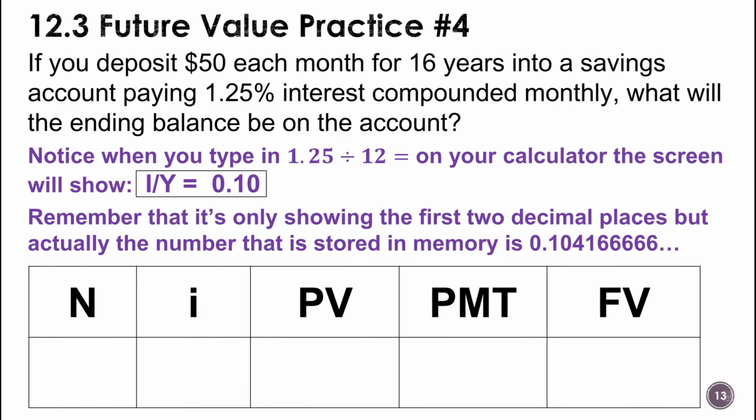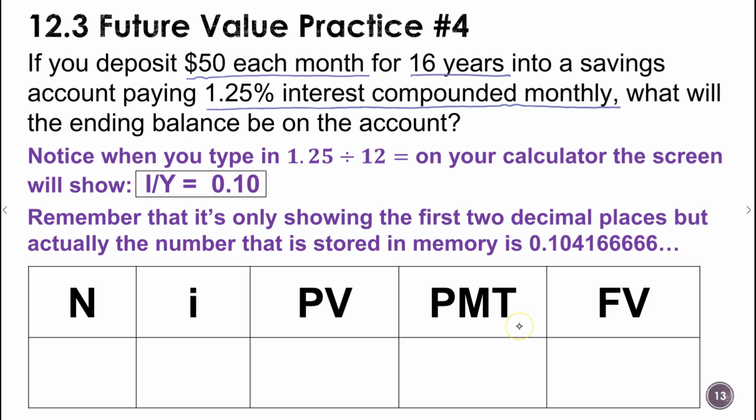Next practice question. If you deposit $50 each month for 16 years into a savings account paying 1.25% interest compounded monthly, what will be the ending balance on the account? Okay, so $50 per month, 16 years, 1.25% compounded monthly. So that's a pretty low amount of interest, really, right? It's a small interest rate.